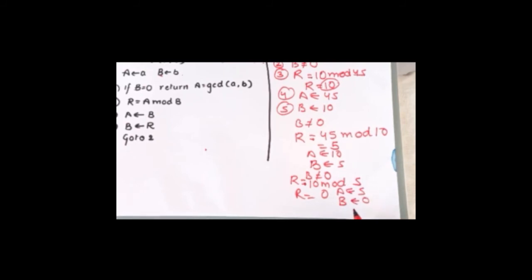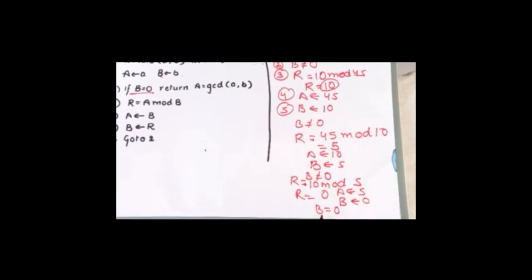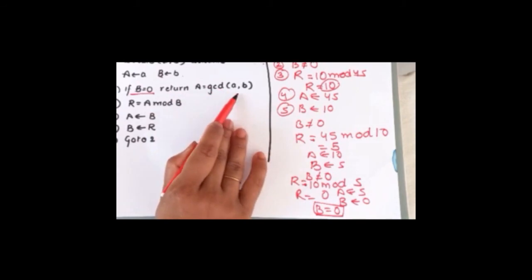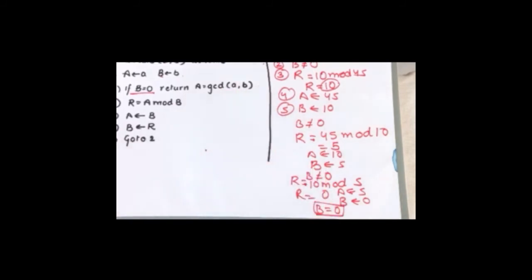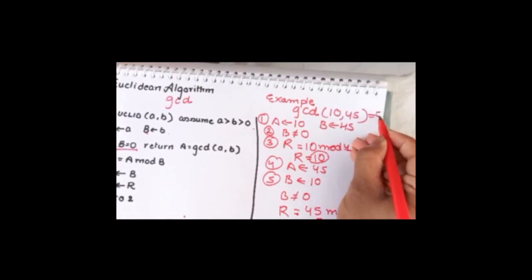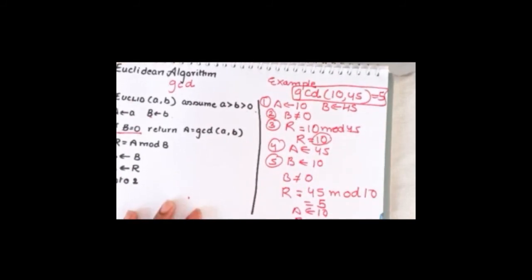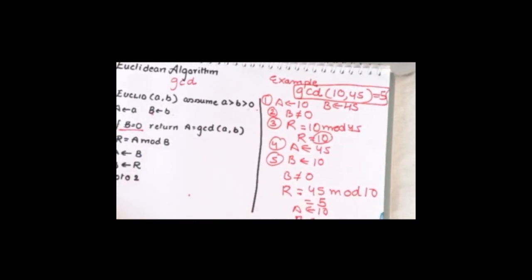Now when I go to step 2, I find out my B is now equal to 0. Since my B is now equal to 0, what I will be doing is return A as the GCD of A comma B. Whatever the value of A is, the value of A here is 5. That will be the GCD. So the answer is GCD of 10 comma 45 is 5. This is the answer. Okay, so this is how you can do this by using the algorithm.